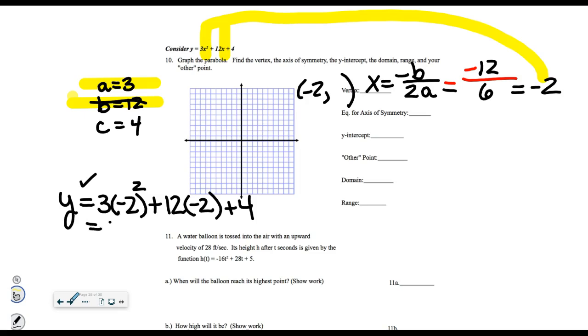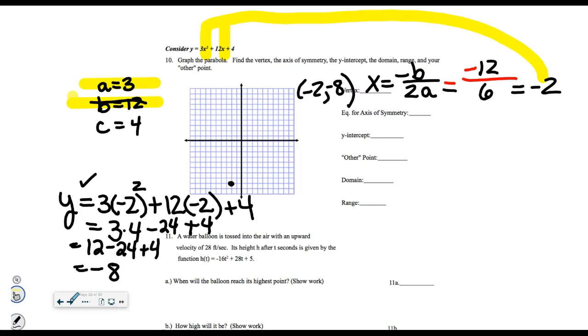So I'm just going to do this in my head because I don't have a calculator out right now. So that's going to be minus 24, which is -8. Sorry, -12, and then plus 4, which will be -8. I did the whole thing in my head. So the vertex is at -2 comma -8. I'm going to go put it on my graph. 2 to the left, 8 down is my vertex.